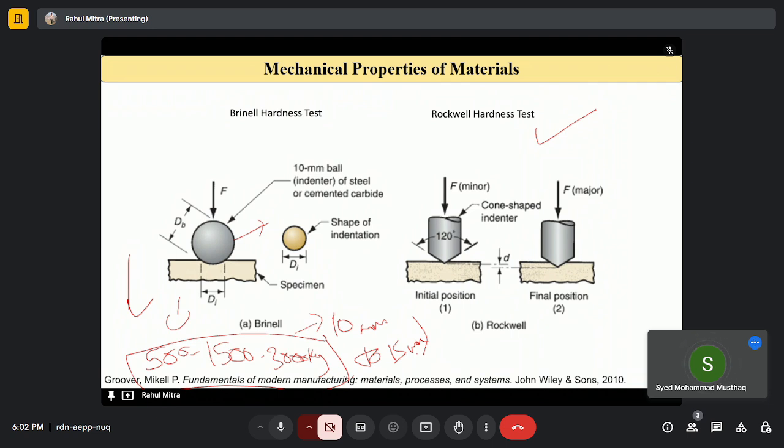Differences in load and indenter geometry provide various Rockwell scales for different materials. The most common are Rockwell scales A, B, and C. We have HRA, HRB, and HRC. And there are other hardness tests like the Vickers hardness test, the Knoop hardness test, and also the durometer. Depending upon the type of material and its hardness range, we use different types of hardness test.